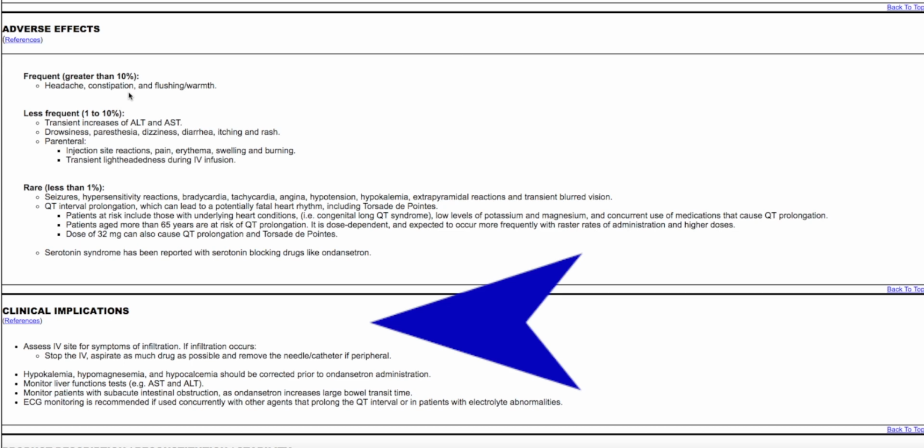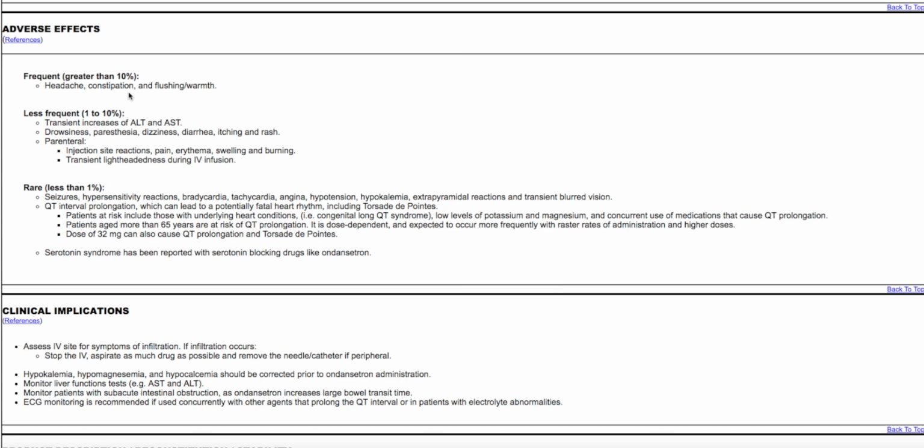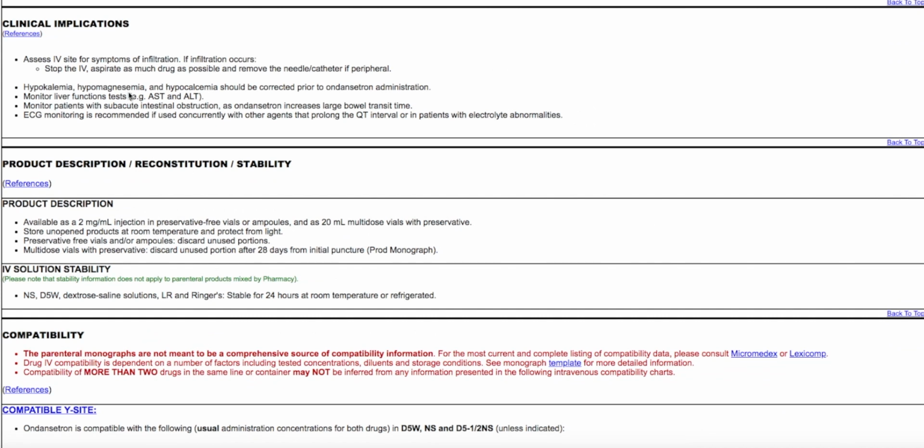Now don't jump over the clinical implications. This is another box that helps inform our assessment phase. One of the first things we want to make sure is that the IV site or subcutaneous site is in fact healthy. It also indicates we should be looking at their electrolytes, their liver function, anything to do with intestinal obstruction, and ECG monitoring may be needed if they take other medications that can prolong the QT interval. This will inform your assessments to make sure your patient gets the safest care.